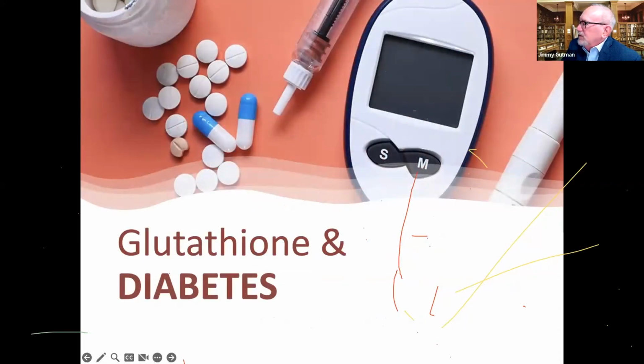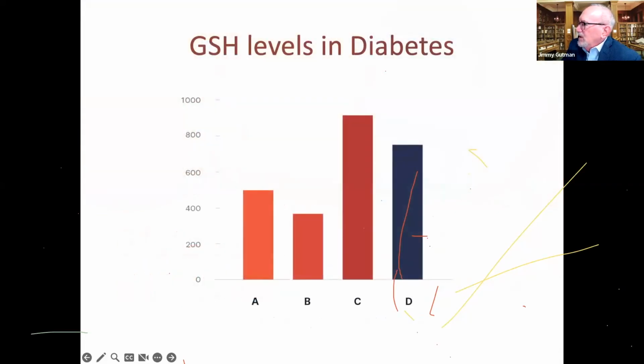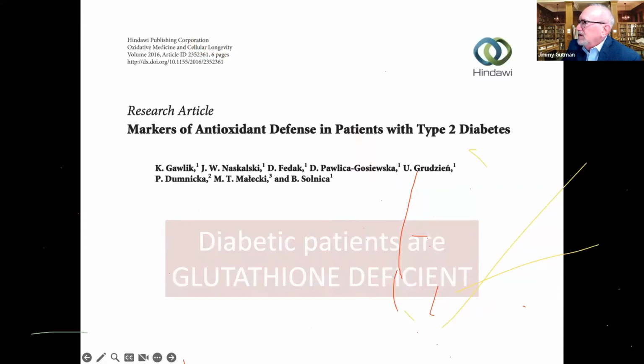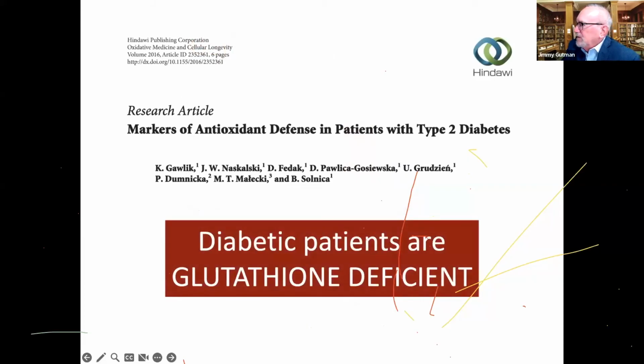Now let's look at glutathione levels in diabetes. So given that diabetics have high levels of oxidative stress and free radical damage, it's easy to predict that diabetics would have low levels of glutathione because the glutathione is being used up by fighting off this oxidative damage. Well, guessing is not enough, even though it makes perfect sense. Many, many studies have looked at this, and pretty much all of the studies that have looked at glutathione levels in diabetes have found that these patients are deficient in glutathione. This is well established. Diabetic patients are glutathione deficient.